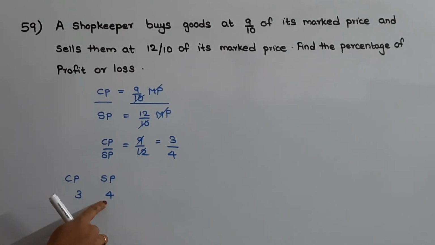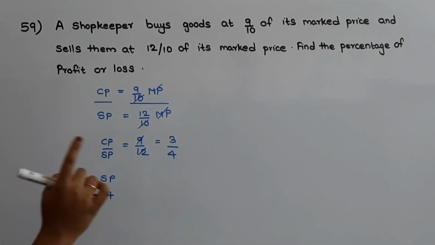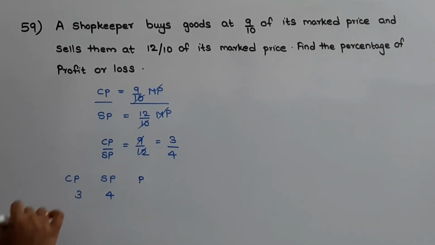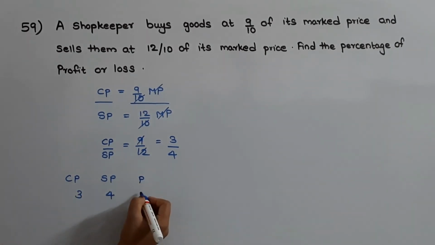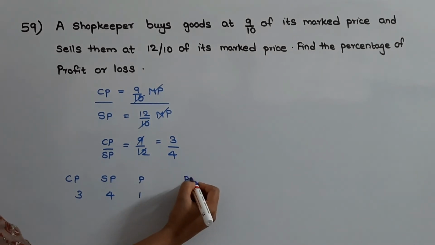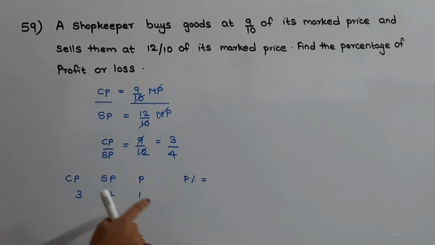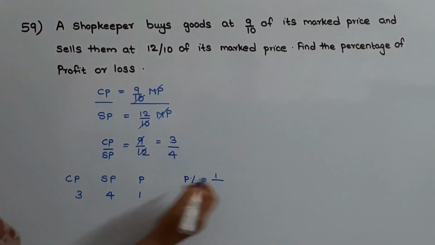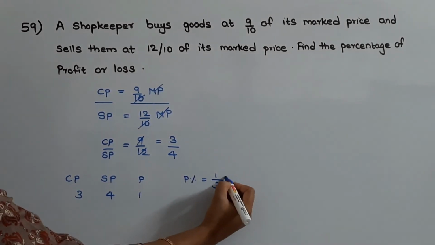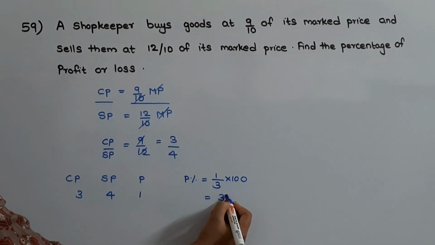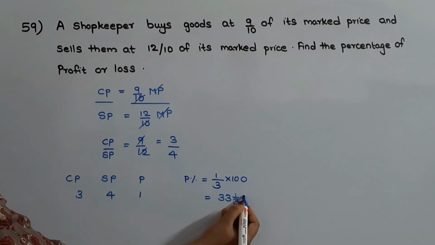So here the selling price is greater than cost price, hence there will be profit, and that profit will be equal to selling price minus cost price, that is 4 minus 3, that is equal to 1. Okay, hence the profit percentage will be equal to profit by cost price into 100. Here profit is 1 and cost price is 3 into 100. On simplifying this, we will get the answer as 33 1 by 3%.